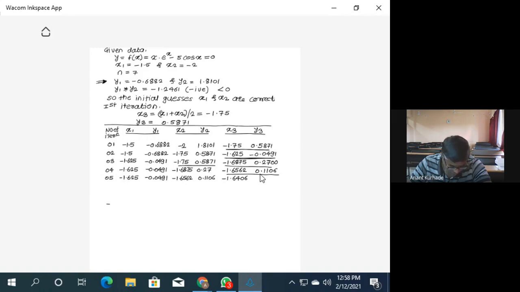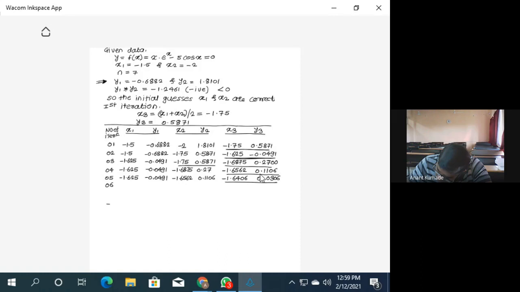We don't require the number of y1, y2, y3. We require only its sign. Now here, what is the sign of this value? It is 0.0306. Okay. Now again, it is positive for the next sixth iteration.